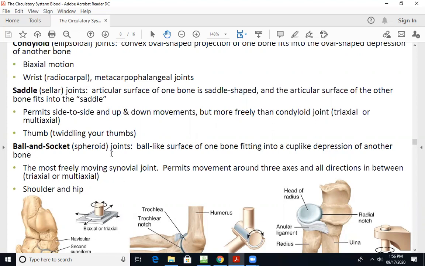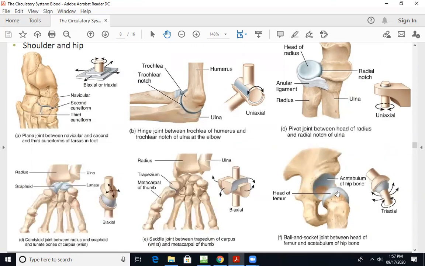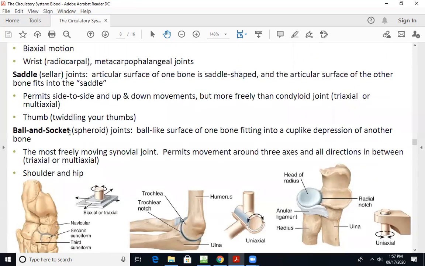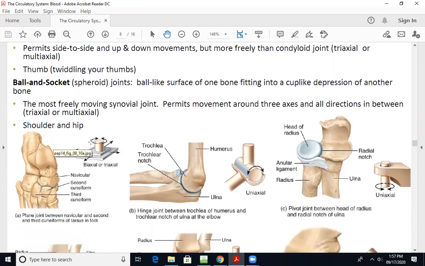Ball and socket or spheroid joints are where you have the ball-like surface of one bone fitting into a cup-like depression of another. In the case of the picture here at the bottom, it is the head of the femur fitting in the acetabulum of the hip. Another example would be the shoulder joint between the humerus head and the glenoid cavity of the scapula, which is the most freely movable joint in the body. These two types of ball and socket joints, hip and shoulder, are the most freely movable, permitting movement around all three axes and in all directions in between. So they're triaxial or multiaxial, as I stated just a second ago.